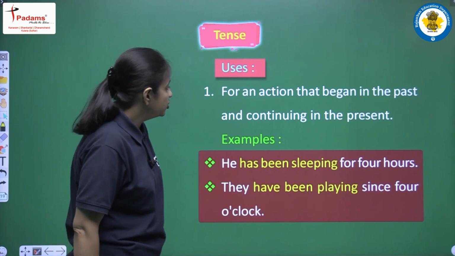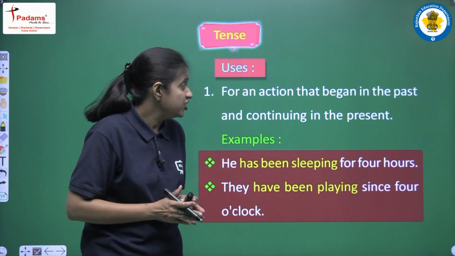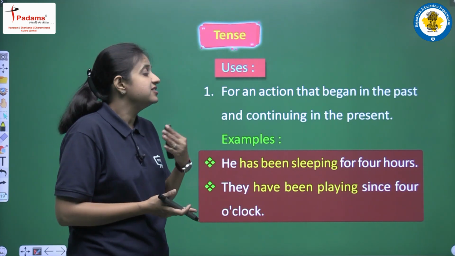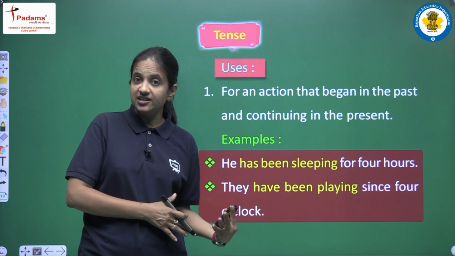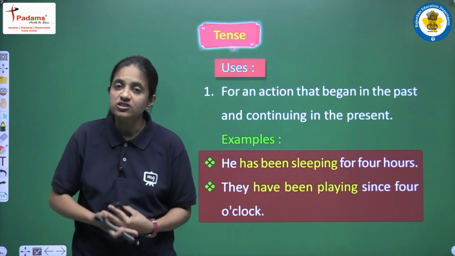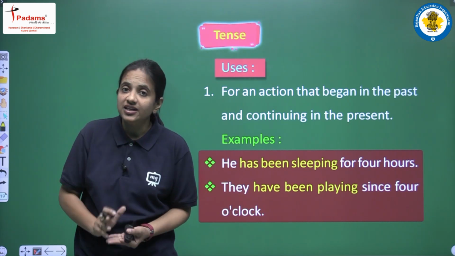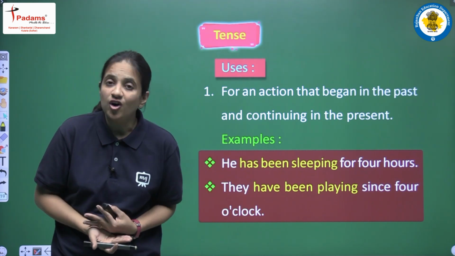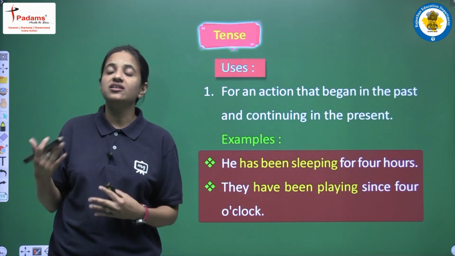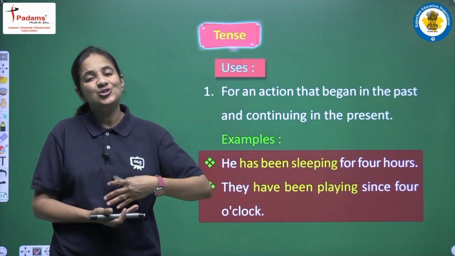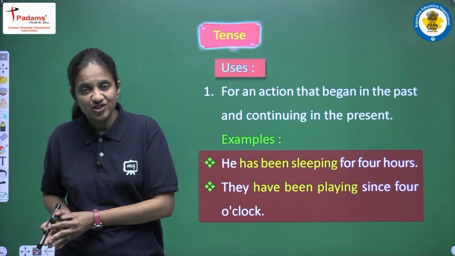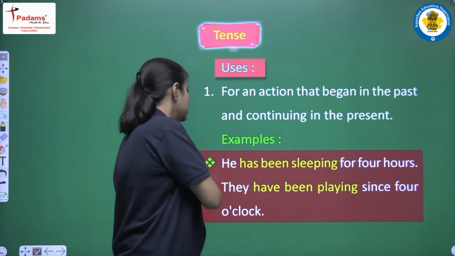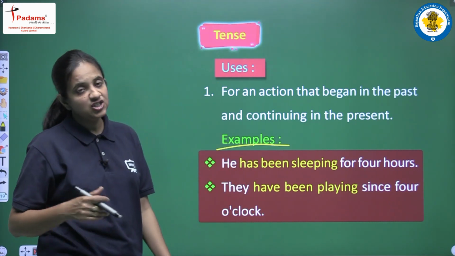So this tense is used to show an action that actually started in the past, but that action is still continuing in the present time. Okay, एक ऐसा action जो start तो past में हुआ था, but still in the present time when we are talking about that action, that work is going on. Okay, so to show such kind of works, we use present perfect continuous tense. And now we are having some examples to clear the things.